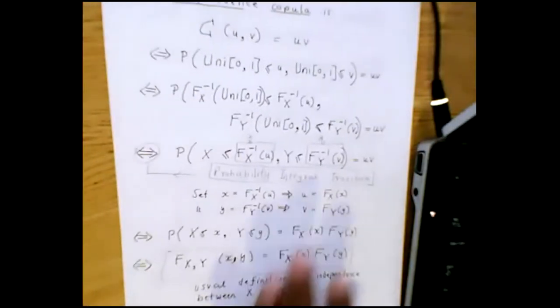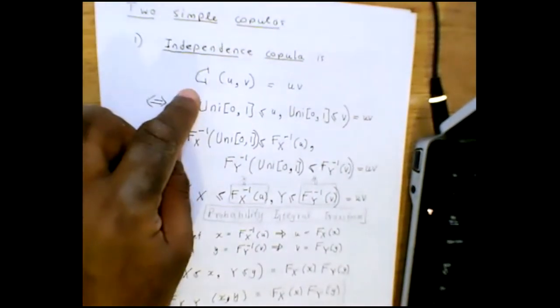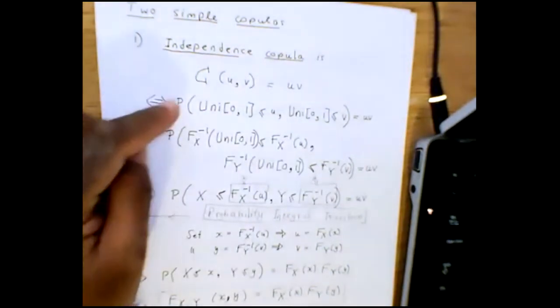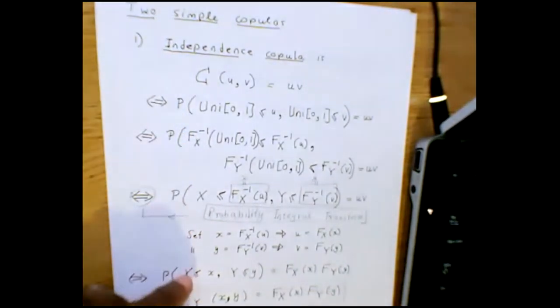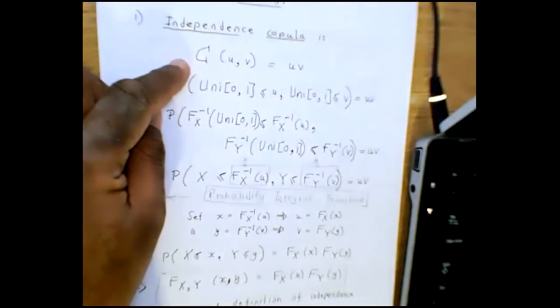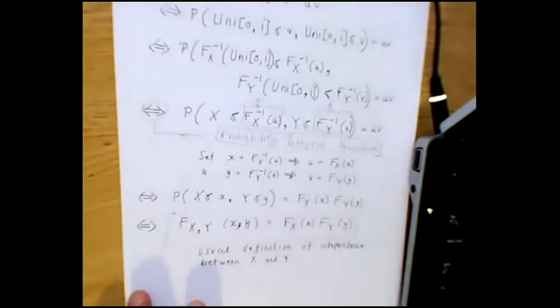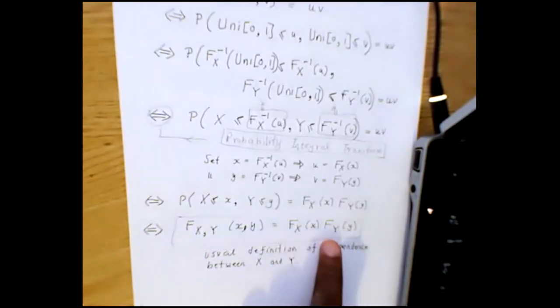All right, and there are two simple copulas. The first copula is known as the independence copula, for which C at (u,v) takes the formula u times v, and it can be shown by some simple math. If you follow these arguments, you can show that the statement that the copula C(u,v) is equal to u times v is equivalent to the statement that the joint CDF of two random variables X and Y is the product of the marginal CDFs.